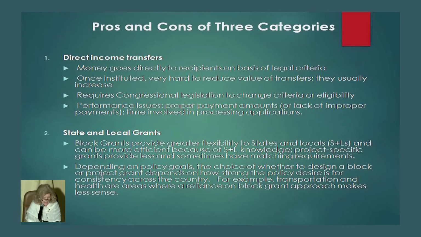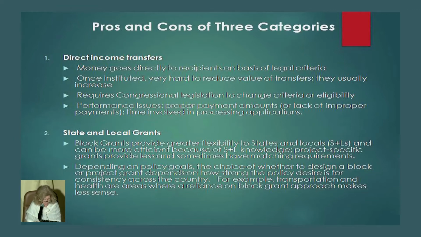Let me just talk a little bit about some of the pros and cons of these three different groups of spending. Direct income transfers: from my perspective, it's money that goes out directly to recipients, and it's based on legal criteria. Once instituted, though, it is very hard ever to change the criteria because they're set in law. You have to have a major political push to change it, and it's extremely difficult in our system. It will require congressional legislation. And again, I think I talked about what the key performance issues are there.